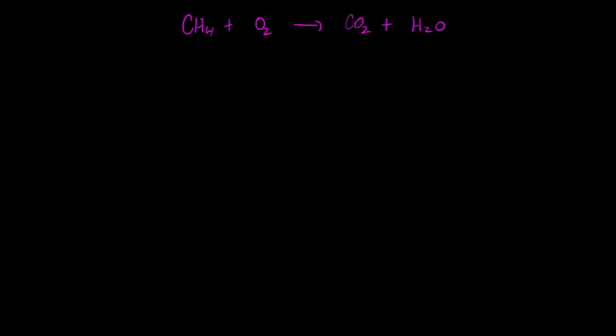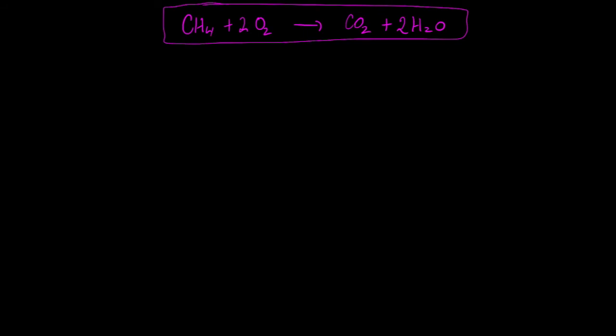This is not balanced, so let me balance it quickly so we have something to work off of. 1 C, 4 H's, 4 O's, 2 and 2, 4 O's. Okay, so here we go. We have a starting point, and the question is, what is delta H?